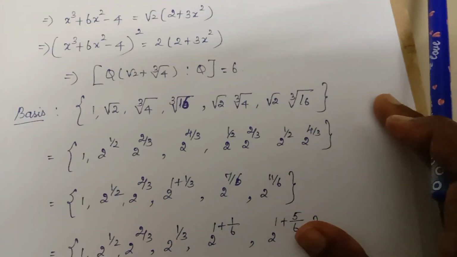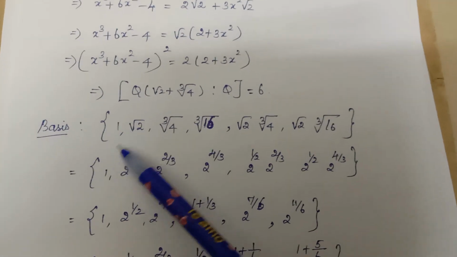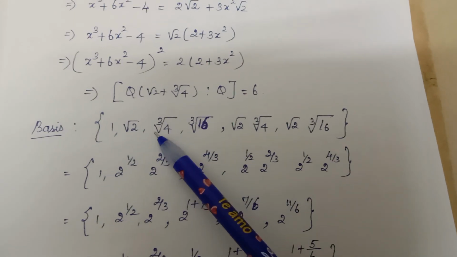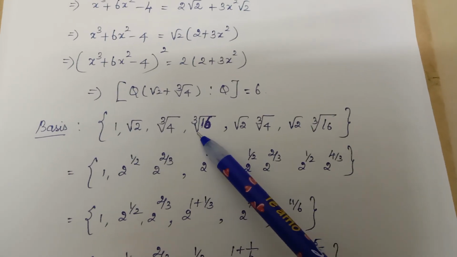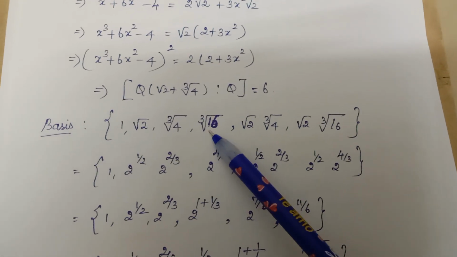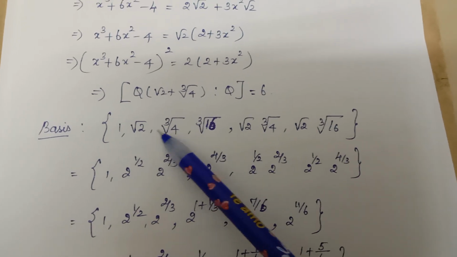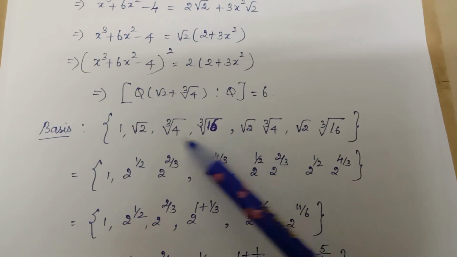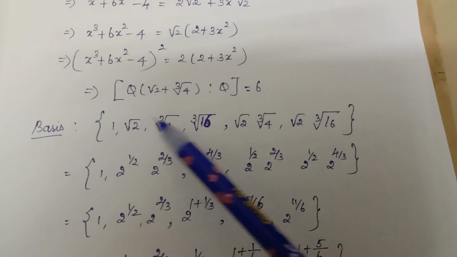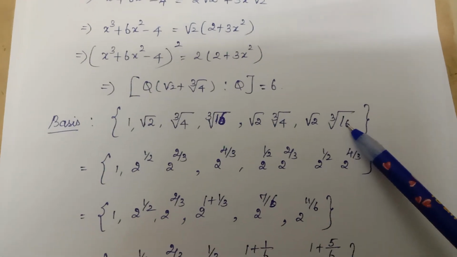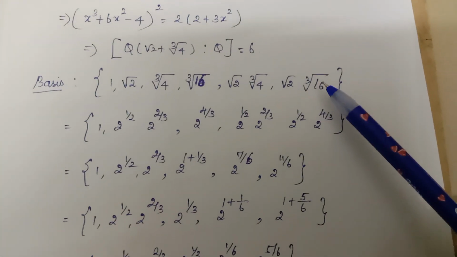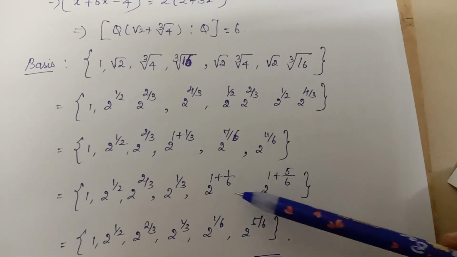Now we can write the basis, no? So the basis, how will you write? 1, √2, ∛4. ∛4 means the next one, what should come? ∛4 squared. That's all. Then the product of these two, and then the product of these two. So √2 into ∛4, √2 into ∛16. Since all are multiples of 2, I have simplified this expression further.